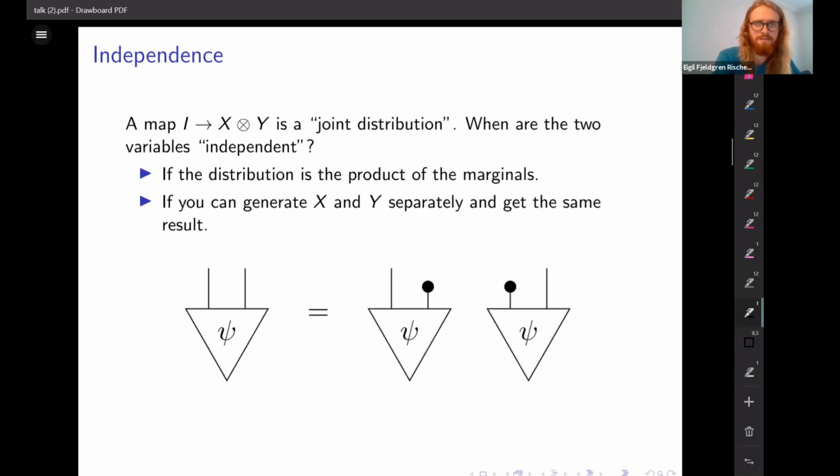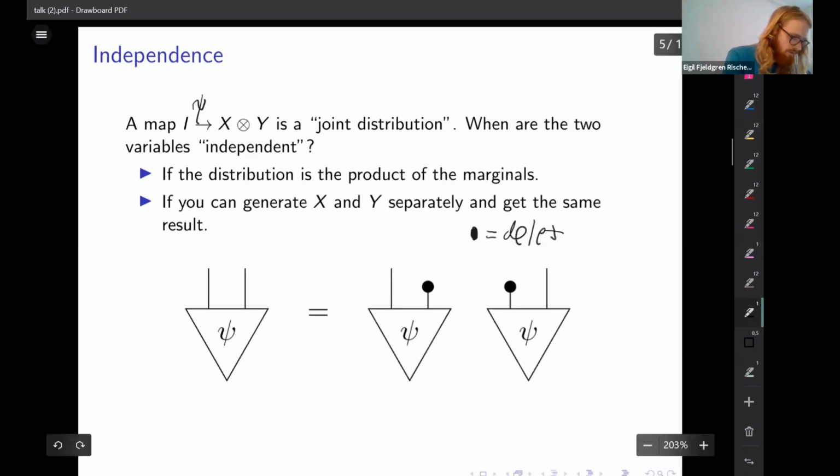Maybe the more intuitive answer is, they're independent if you can generate X and Y separately and get the same result as if you did it at the same time. So if this map is psi, then psi has to equal this parallel composition, where first you generate X and Y according to psi, then you delete the Y. So here the bullet is deleting. And then independently, you generate X and Y according to psi and delete the Y. So that has to be the same thing. That's what it means for this distribution to be an independent distribution.